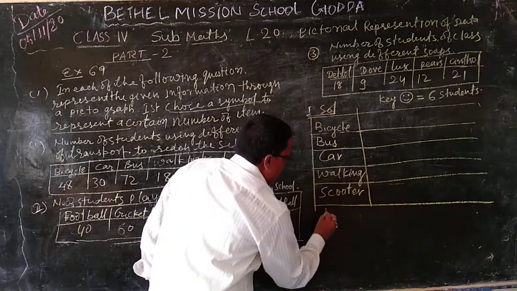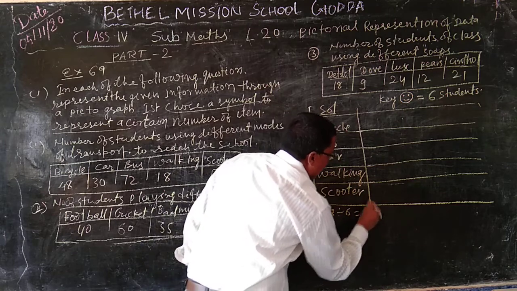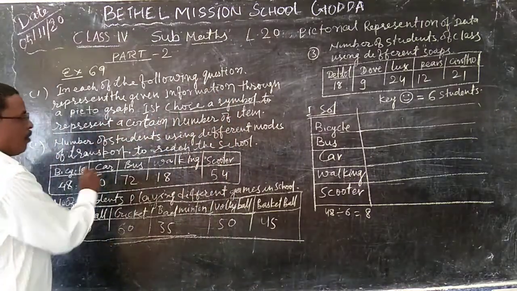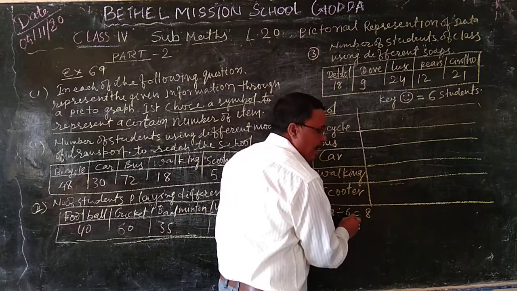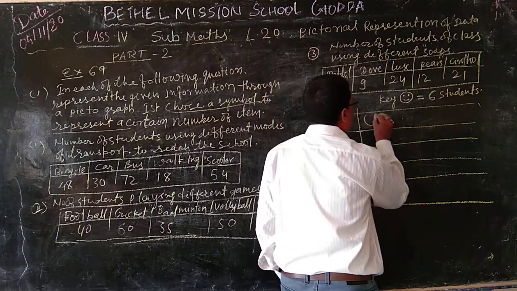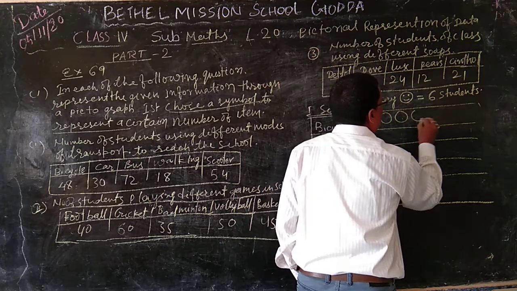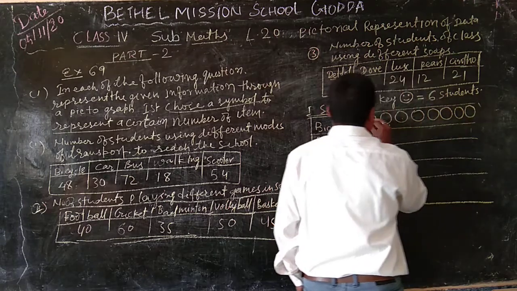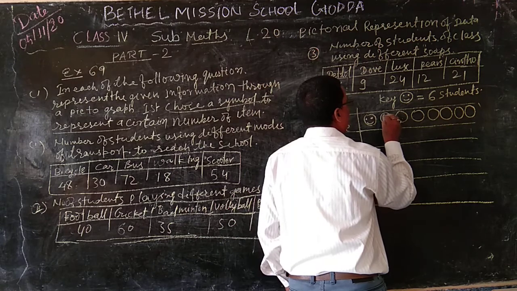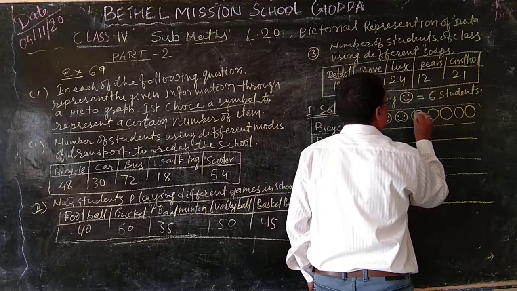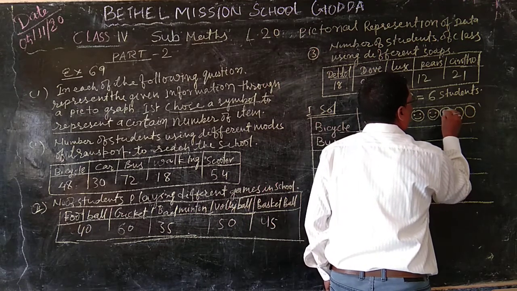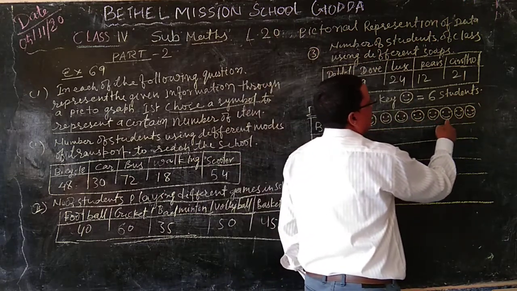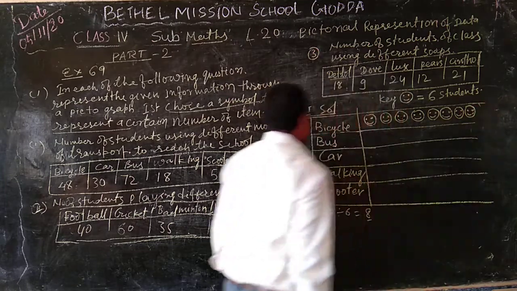So here, 48 divided by 6, how much? 8. 6 eights are 48. So 48 divided by 6 equals 8. So here put 8 pictures. 1, 2, 3, 4, 5, 6, 7, 8. Clear? Next.